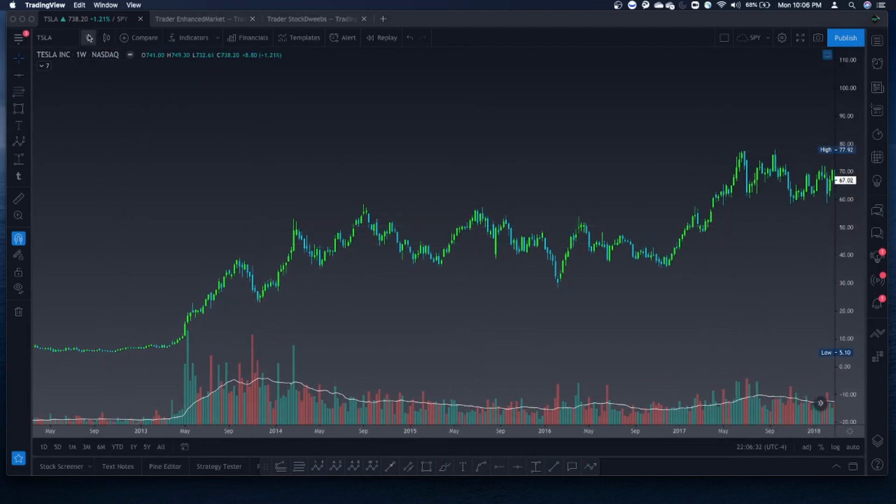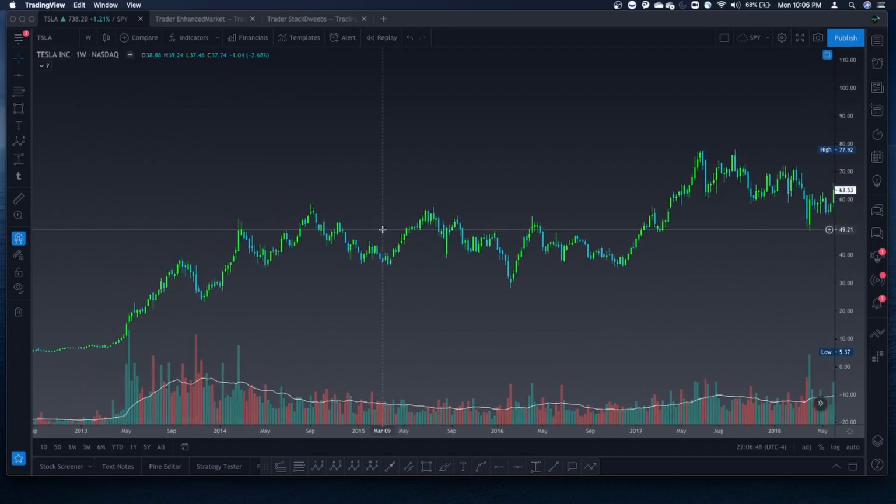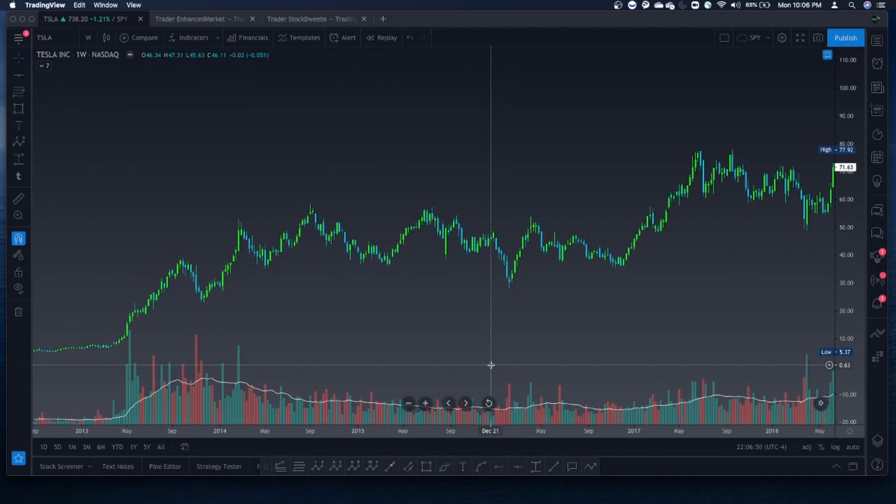So that's that. You could change the time frame. You could change the candles. Make sure you're using candles. There's a bunch of other ones. Just play around with them. Whatever you like works. But candles are very, very important. So now moving on to the chart. For example, I'm just going to use Tesla back in 2015 and 2016.